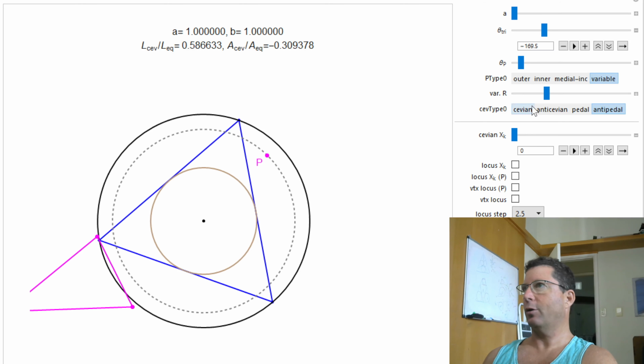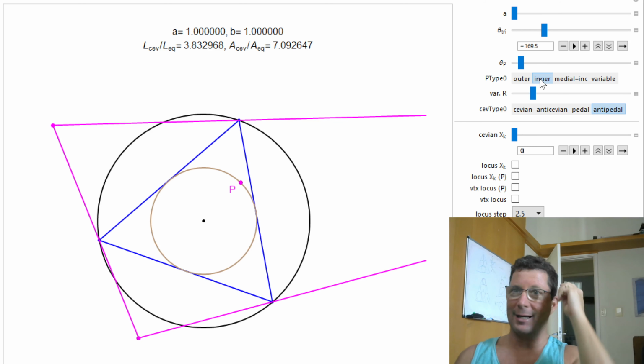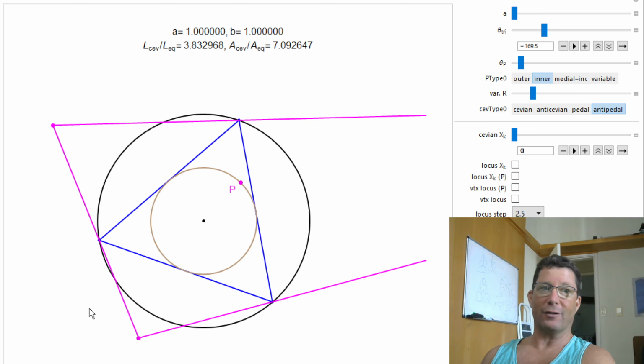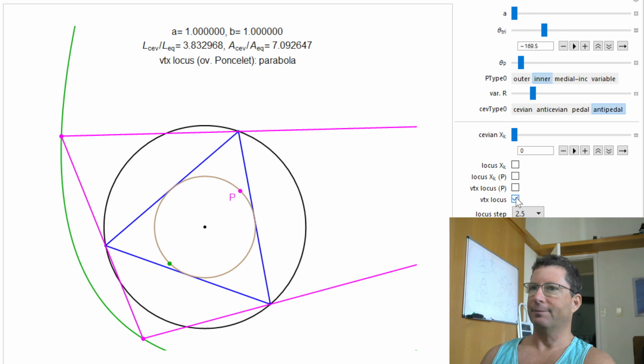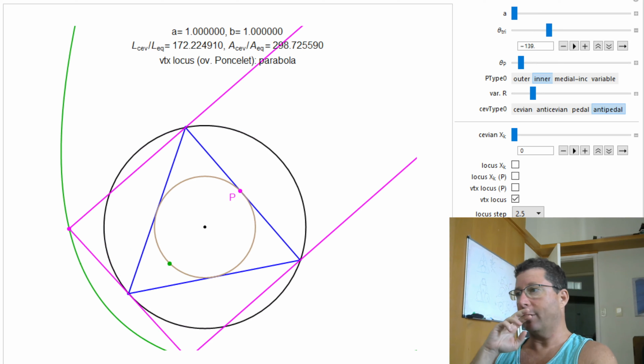All right, so first thing I'm going to do is the following. Let me actually go back to, so I'm going to place P on the inner circle. Now, first thing I want to show you guys, which is quite pleasing to the eye, is the locus of the vertices of my antipedal over the Poncelet family. There it is. I don't need the term Poncelet here. This is just a family of rotating equilaterals.